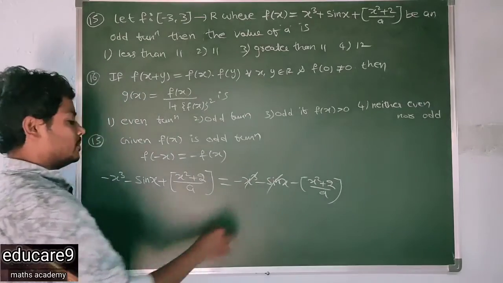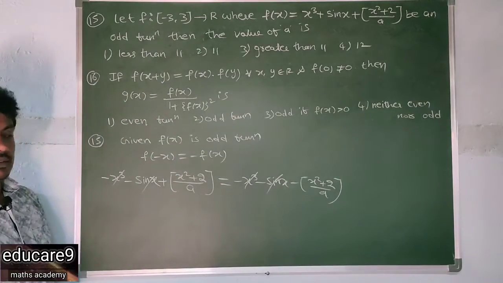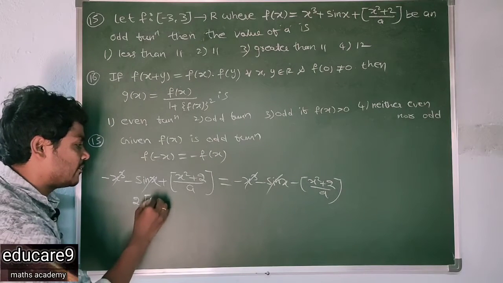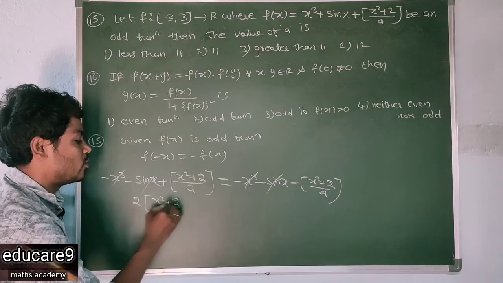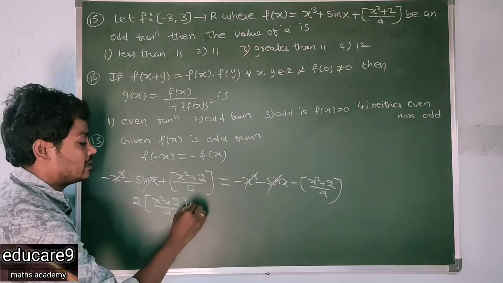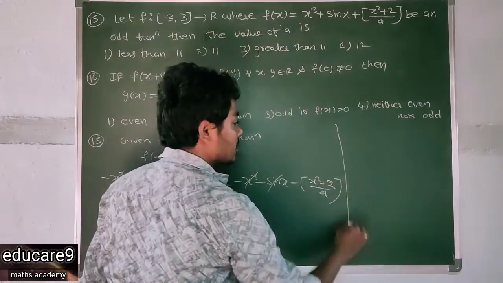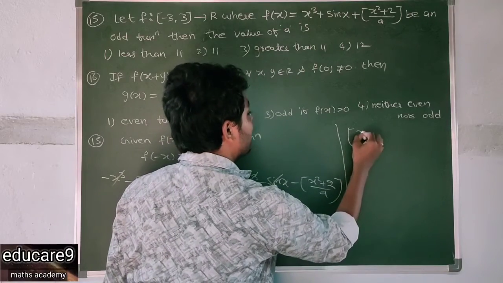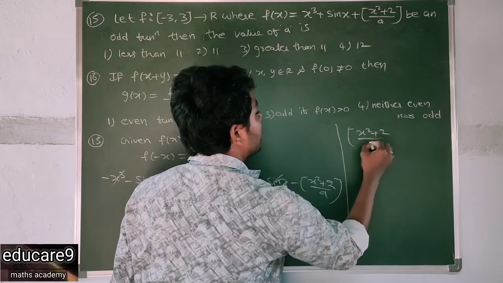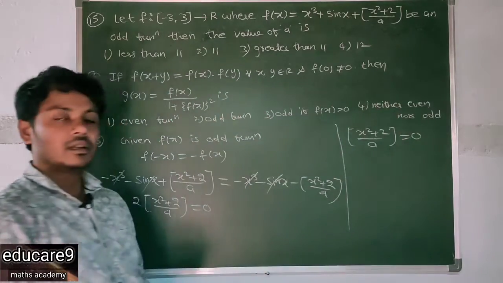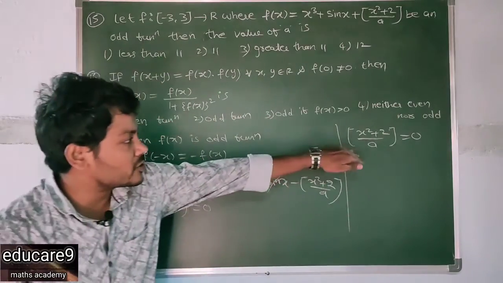So clearly this term should be cancelled. Now this is 2 times of this. So 2 times of step of x square plus 2 by a is 0. So therefore what you get? Step of x square plus 2 by a is 0, means this value should be 0.